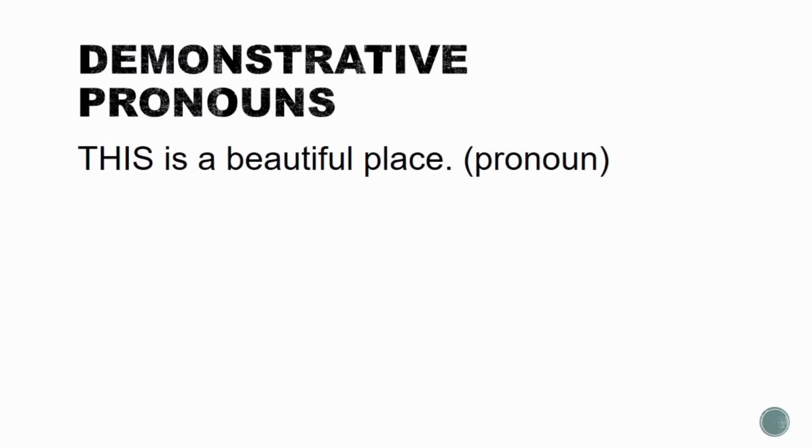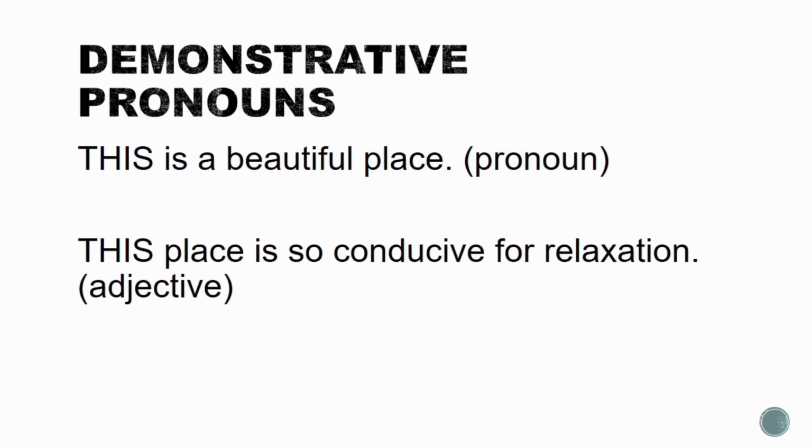Another example is: this is a beautiful place. And the next sentence is: this place is so conducive for relaxation. So again, in the first sentence, we have this functioning as a pronoun because it does not have a noun to refer to or to modify. While in the second example, this functions now as an adjective because it modifies the noun place.